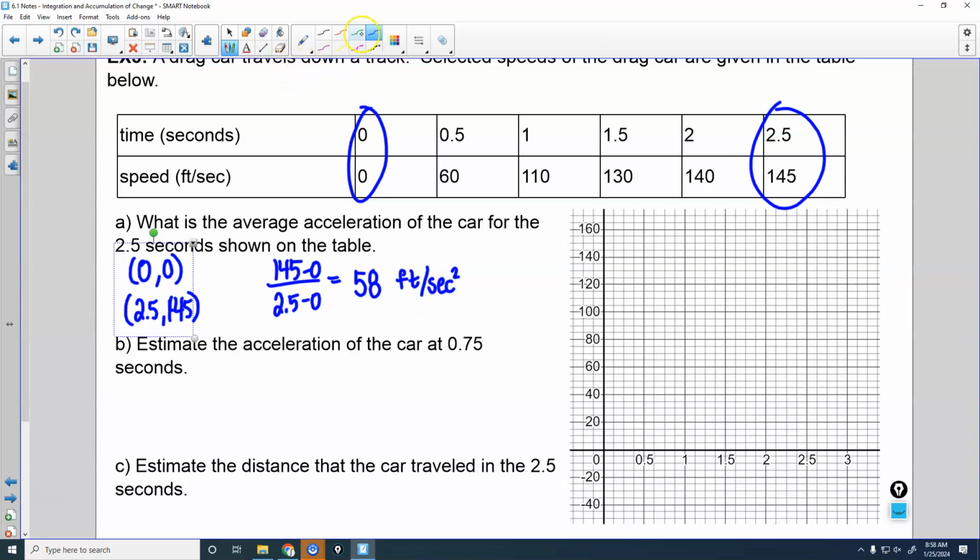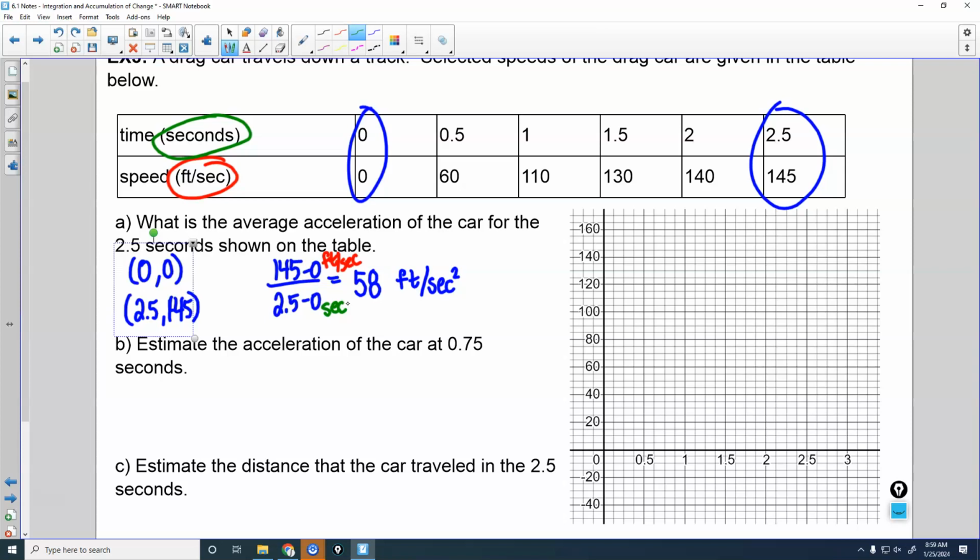If you're having trouble with units, just think about what you just did. You subtracted the y's, which were feet per second, and then you subtracted the x's, which were measured in seconds. So you could include them in the problem: feet per second on top, per second on the bottom, feet per second squared. That is your average acceleration for the car.